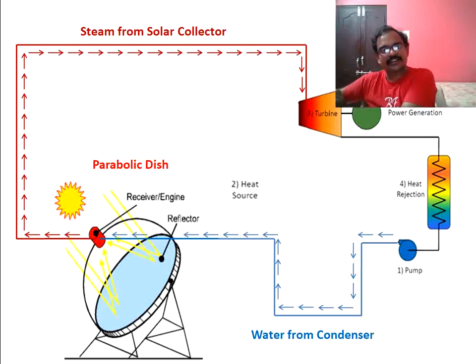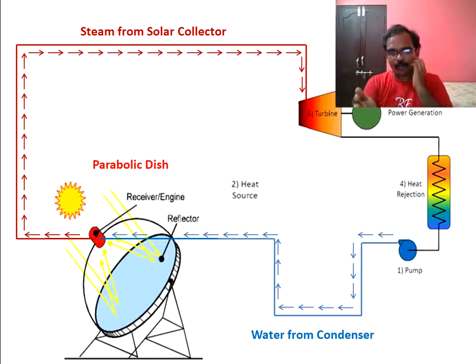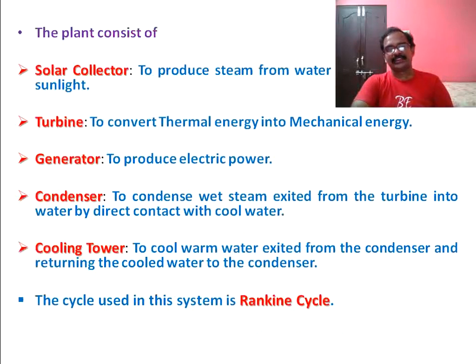The turbine is coupled to the generator for generating electrical energy, and then the exhaust of the steam turbine will pass through the heat rejection unit, which consists of a cooling tower and condenser, and the output is water. That cool water from the condenser will again pass through the solar parabolic trough for conversion into steam, and the cycle will repeat. It also consists of the same components: solar collector, turbine, generator, condenser, cooling tower, and the cycle is a Rankine cycle.